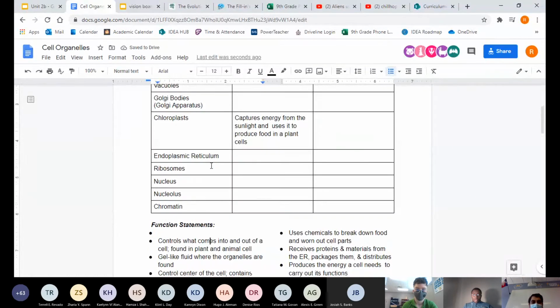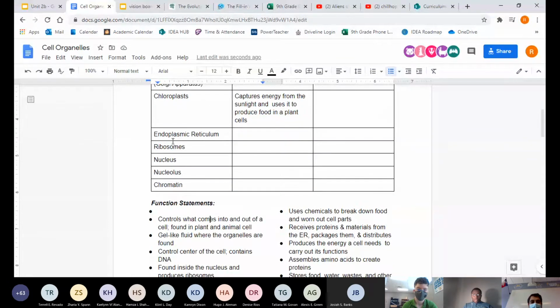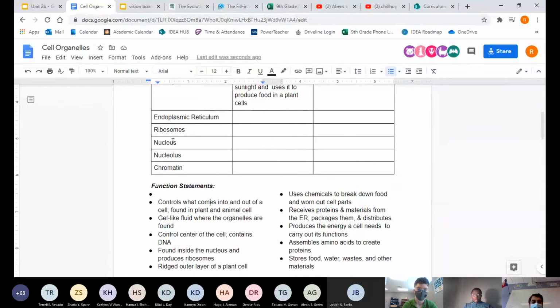Yeah, so chloroplasts produce food from the sun, right? Plants are outside. They need sunlight so that they can make food. Chloroplasts are the organelle that makes that possible.